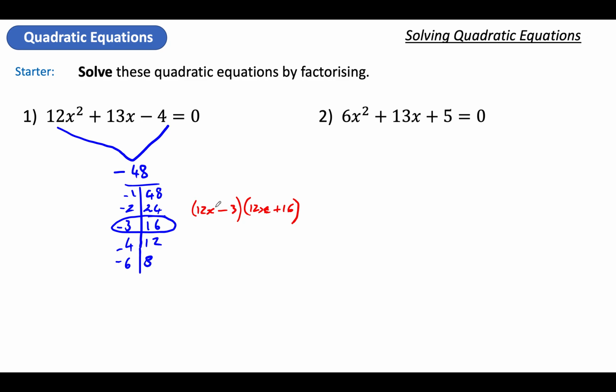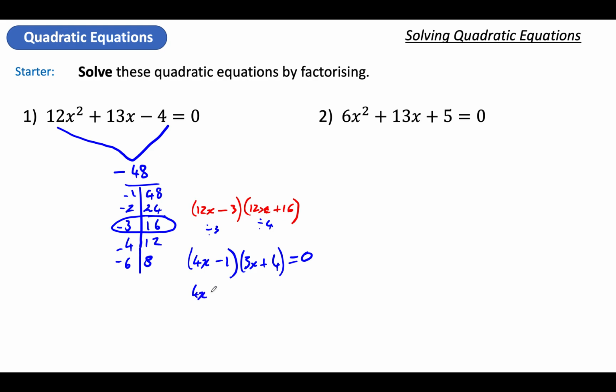Now this one, look, both of these numbers in this bracket are divisible by 3. So I'm going to divide by 3 to get 4x take away 1. And this bracket, can we simplify this one? Yes, they both divide by 4, don't they? So we can divide that one by 4 to get 3x, and we can divide this one by 4 to get 4. Okay, now my equation is factorized.